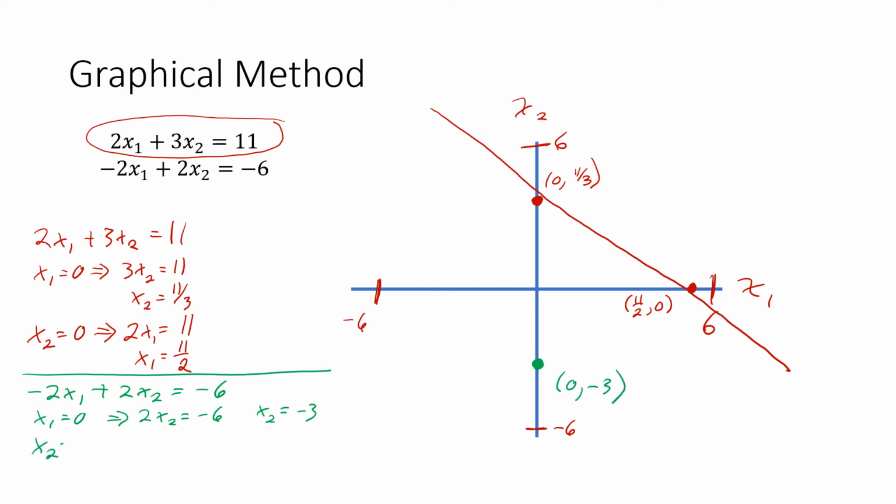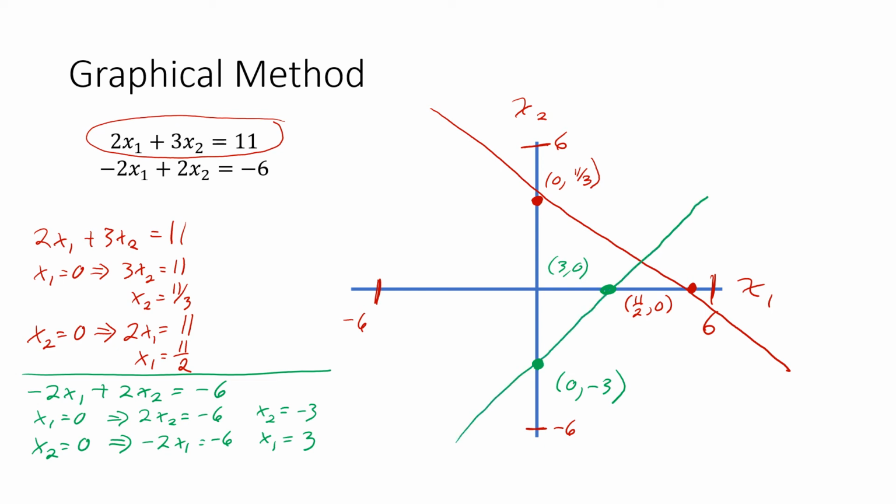And then we're going to say that x2 equals 0. What do we get? That tells us that minus 2x1 equals -6, or x1 equals 3. So (3, 0) is a point, right about there. And those two things give me my second line.